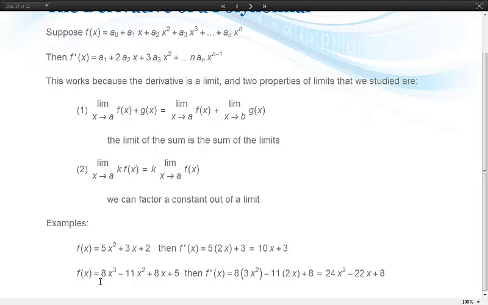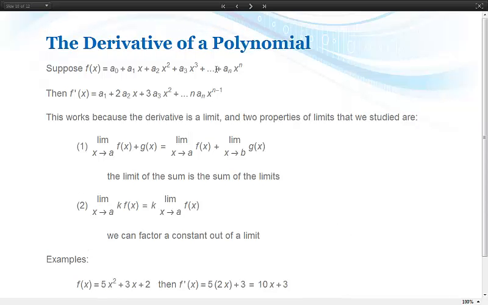Here's another example. f of x is 8x cubed minus 11x squared plus 8x plus 5. Well, the derivative is 8 times the derivative of x cubed, which is 3x squared, minus 11 times the derivative of x squared, which is 2x, and then the derivative of this last piece is just 8. So 3 8s are 24. This is 24x squared minus 22x plus 8. Easy, right? Now that we have a rule to use.